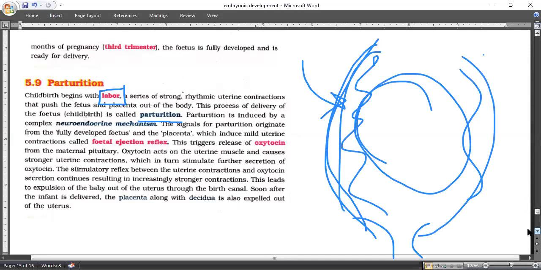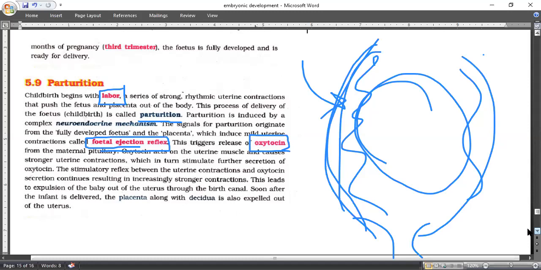Parturition is induced by a complex neuroendocrine mechanism. The signals for parturition originate from the fully developed fetus and the placenta, which induce mild uterine contractions called the fetal ejection reflex. This triggers the release of oxytocin from the pituitary gland, the neurohypophysis. If you remember, the hypothalamus releases oxytocin and it is stored in the posterior pituitary.